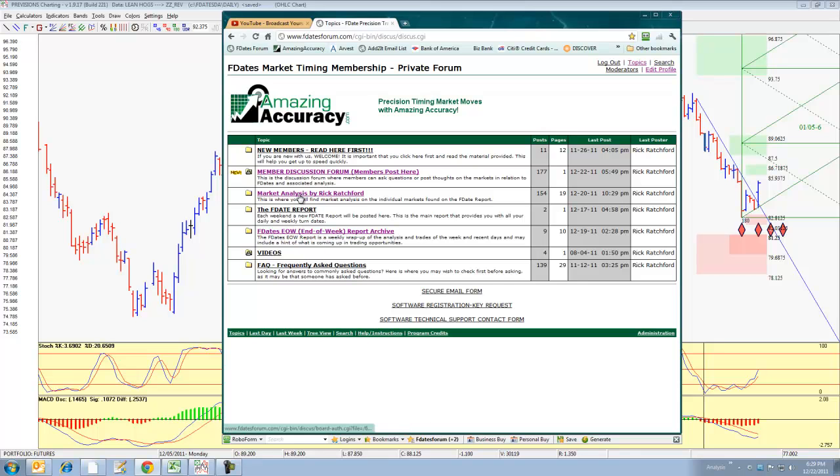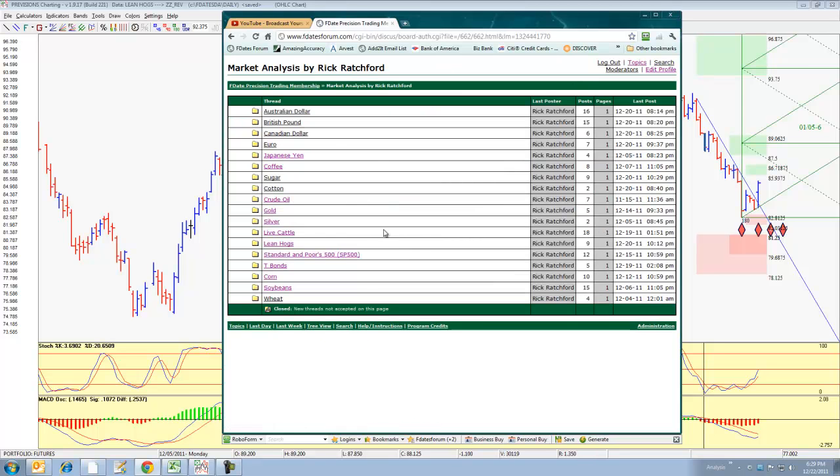Now I'm going to go into the section here called Market Analysis by Rick Ratchford, because this is the area of which I put in my weekly information. I go in here every day actually, and I will post information on various markets that come up as far as trading opportunities, buy setup, sell setup, so forth, if there's any information.